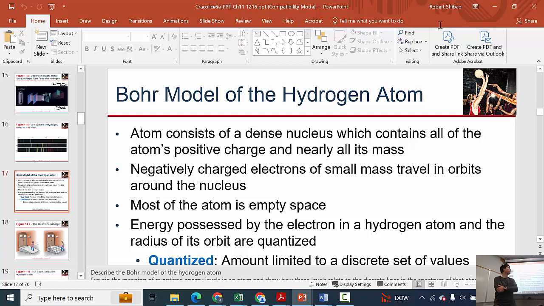So, the Bohr model of the hydrogen atom. Atoms consist of a dense nucleus. The electrons are outside that nucleus. Basically, the Bohr hypothesis is this: the electrons travel in orbits around the nucleus, like planets orbit around the sun. But these are spherical orbits. They are not planar orbits like planetary orbits. They could be in any plane.